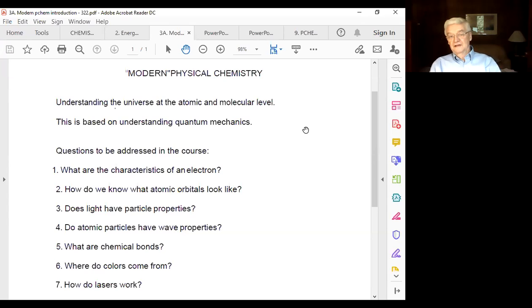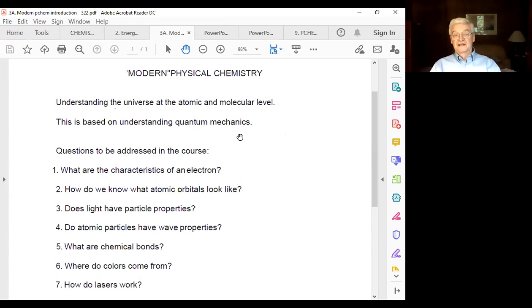Number two, in freshman chemistry, you learn to draw pictures of spherical s orbitals, kind of dumbbell-looking p orbitals, and then d orbitals, and maybe f orbitals. Probably you were not told why they look that way. We're going to see in this course from the mathematics of quantum mechanics why the orbitals look the way they do.